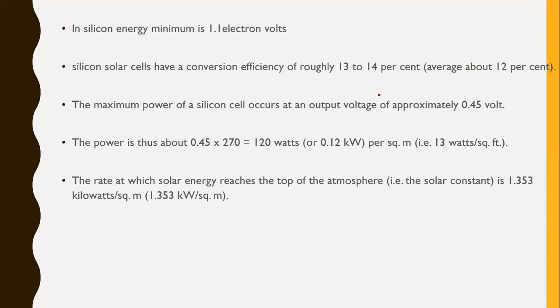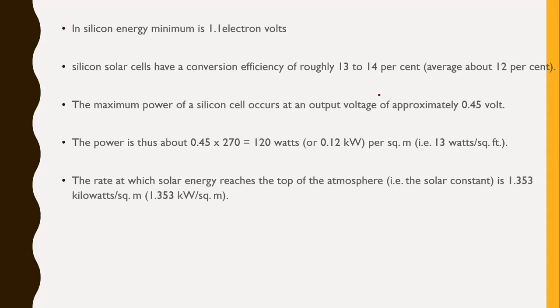So the rate at which the solar energy reaches the top of the atmosphere, that is the solar constant, is 1.353 kilowatts per square meter. Okay, and part of this energy is again reflected back into space, and some part is absorbed by the atmosphere. So if you consider full sunlight, the solar energy may reach the ground at a rate of roughly 1 kilowatt per square meter.